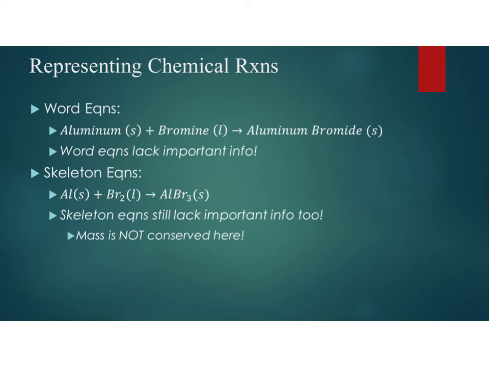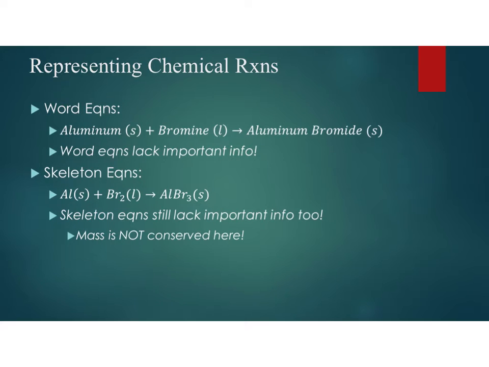So the skeleton equation still lacks important information, and I can see that mass is not conserved. So what I mean by that is, remember, mass is neither created nor destroyed. It is conserved, but when I look at the skeleton equation here, I can see that I have 1 aluminum and 2 bromines, but over on this side, I have 1 aluminum and 3 bromines. So because I have 3 bromines over here, that tells me that this side is probably going to be heavier than my reactant side. So mass is not conserved, and we know that that has to be conserved.